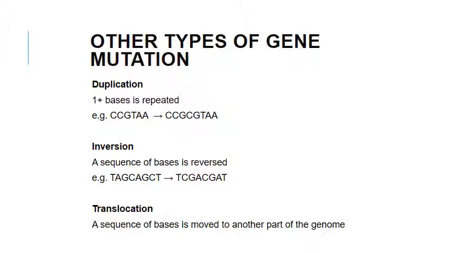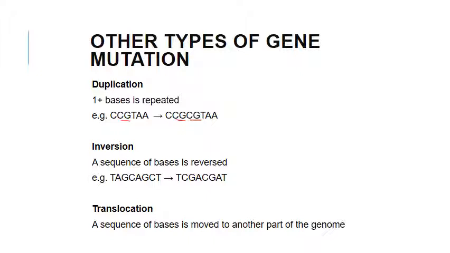So the other types of gene mutation are a duplication. This is where one or more bases is repeated. You can see here that these two, the cytosine and guanine, are repeated again. This one again causes a frame shift. So after the point of mutation, all of those amino acids in the sequence will be changed, which could be fatal, or at least cause the production of a non-functioning polypeptide and protein.